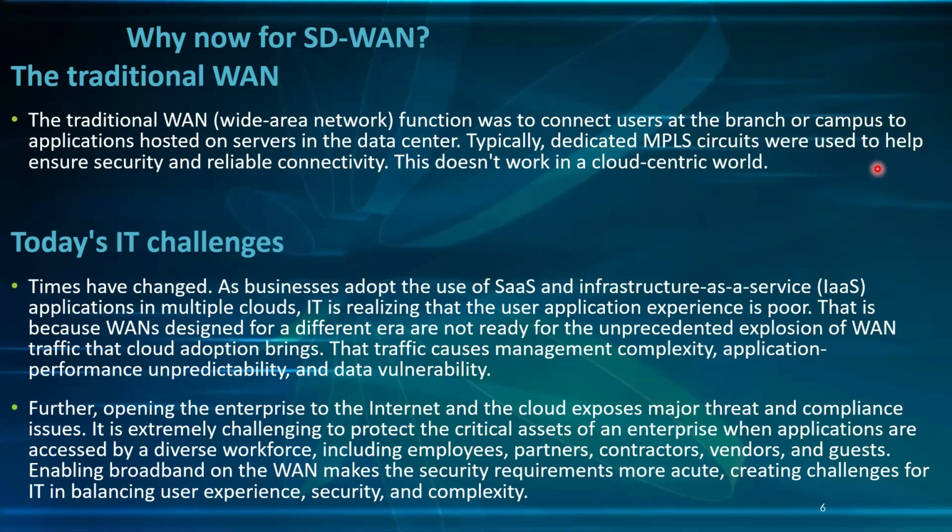This doesn't work in the cloud-centric world. So what does that mean? How do we design the traditional network? We have an MPLS provider. We have a data center. All the applications are hosted in the data center, and we send traffic from our local site to that central data center. True, right? That's where MPLS provides us secure and reliable connectivity, because MPLS charges us more, so it is more secure and more reliable, right?